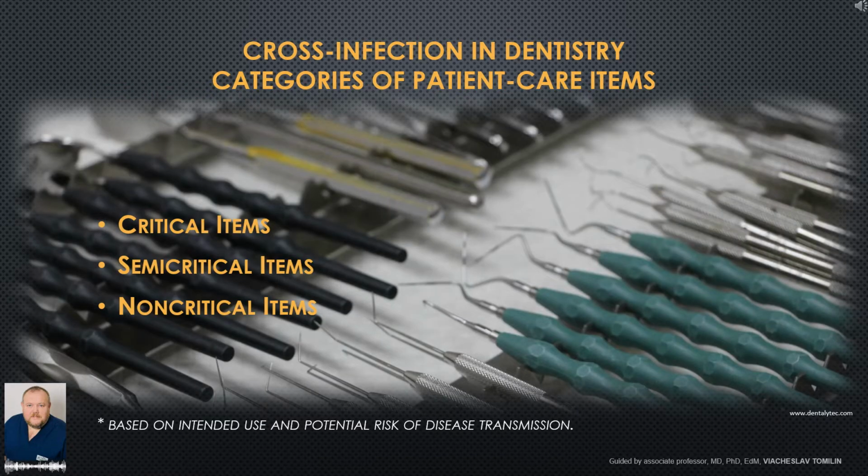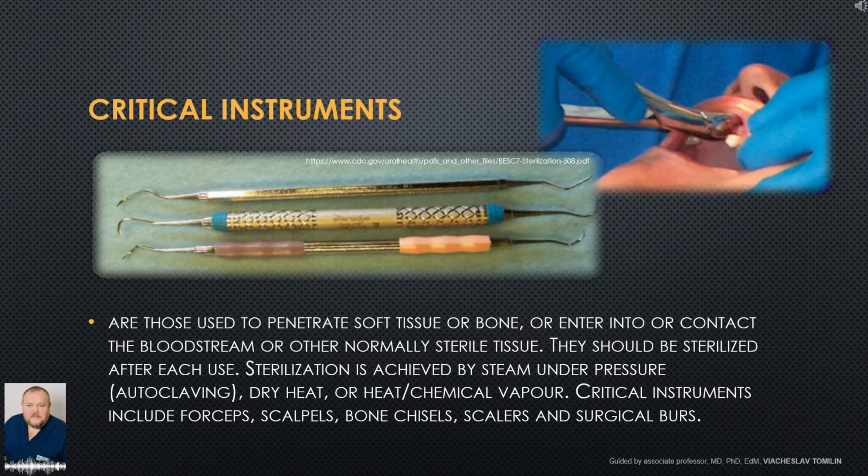Cross-infection in dentistry. Categories of patient care items. According to the Centers for Disease Control, dental instruments are classified into 3 categories depending on the risk of transmitting infection. The classifications of critical items, semi-critical items and non-critical items are based on intended use and the potential risk of disease transmission. Critical instruments are those used to penetrate soft tissue or bone, or enter into or contact the bloodstream or other normally sterile tissue.